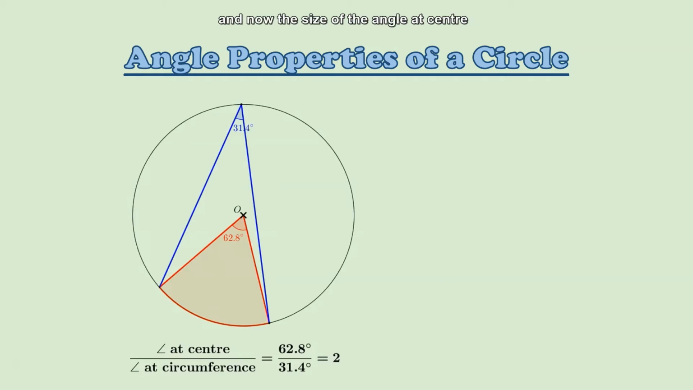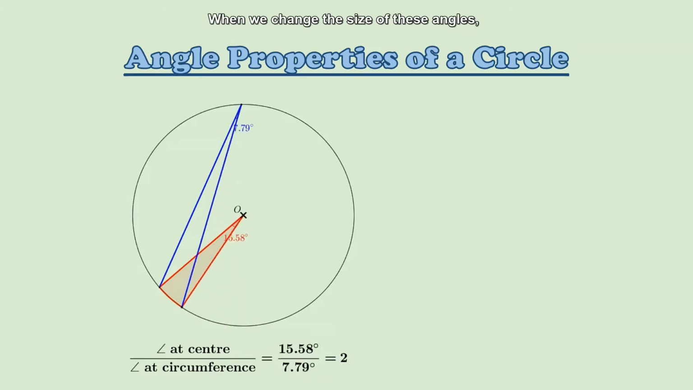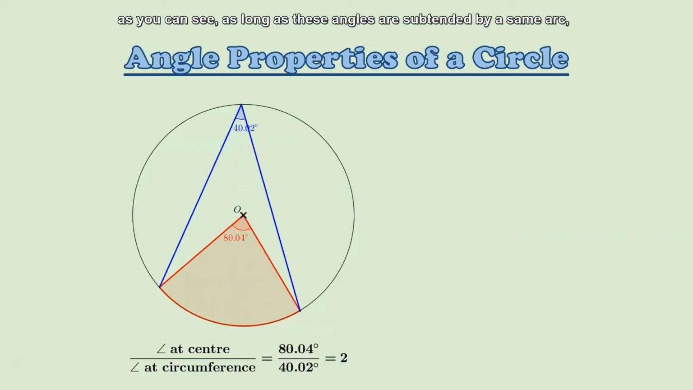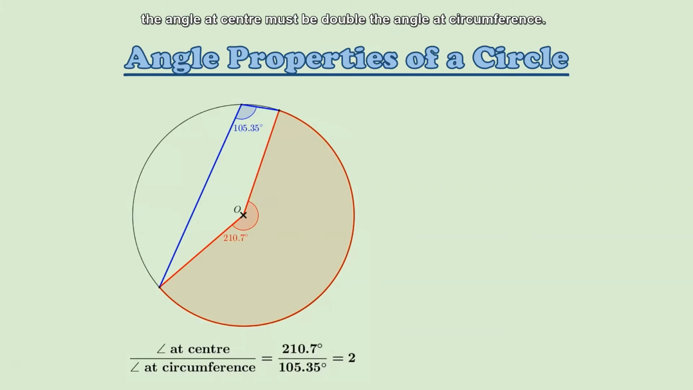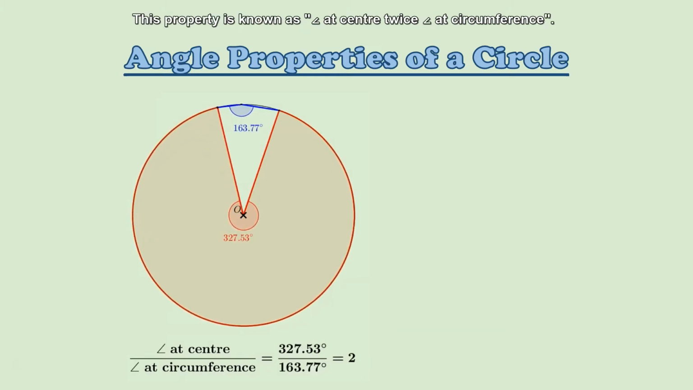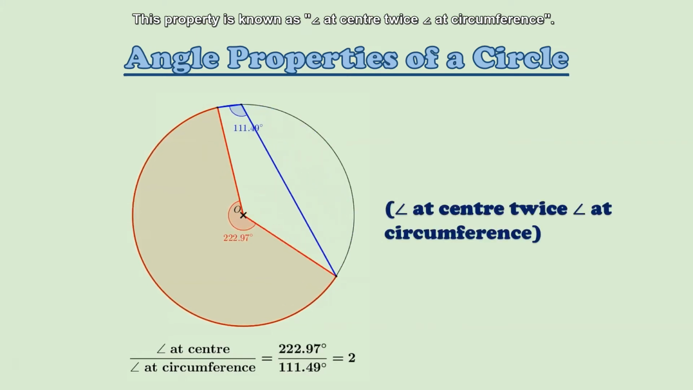And now the size of the angle at center is double the size of the angle at circumference. When we change the size of these angles, as you can see, as long as these angles are subtended by a same arc, the angle at center must be double the angle at circumference. This property is known as angle at center twice angle at circumference.